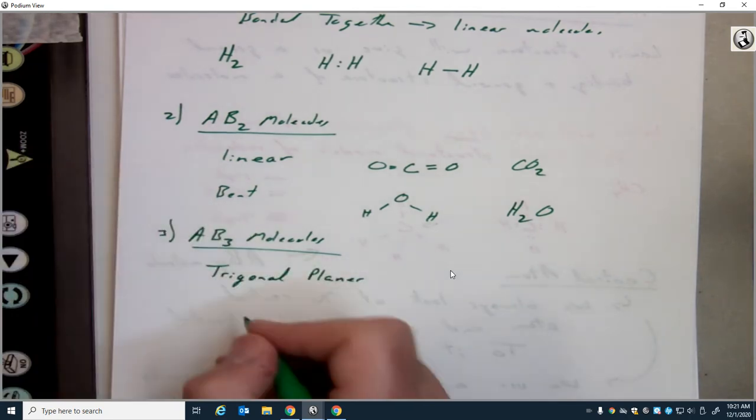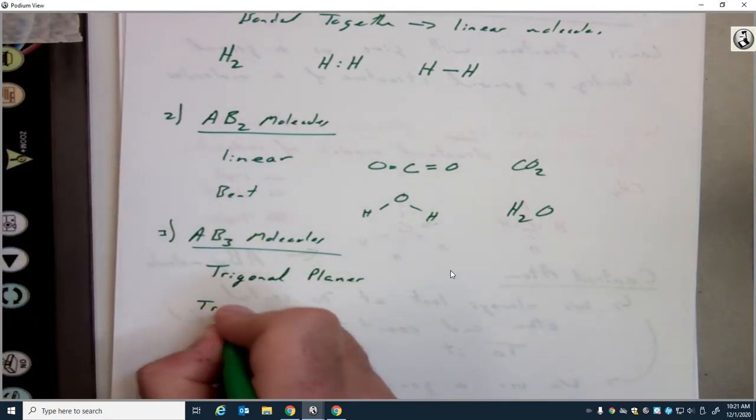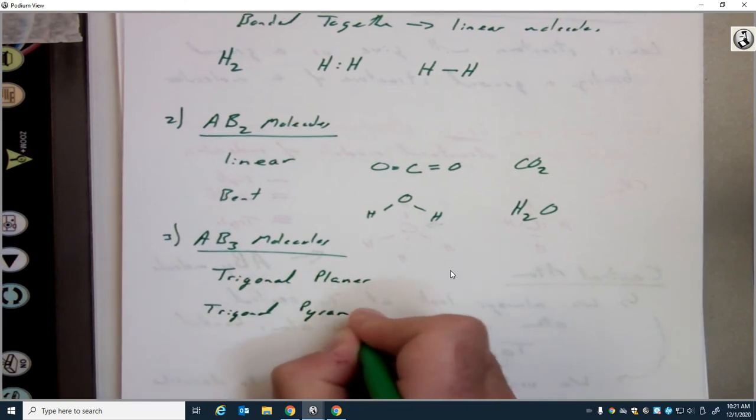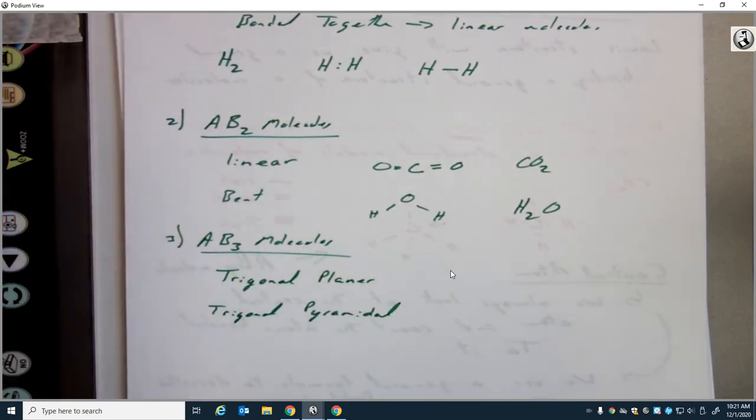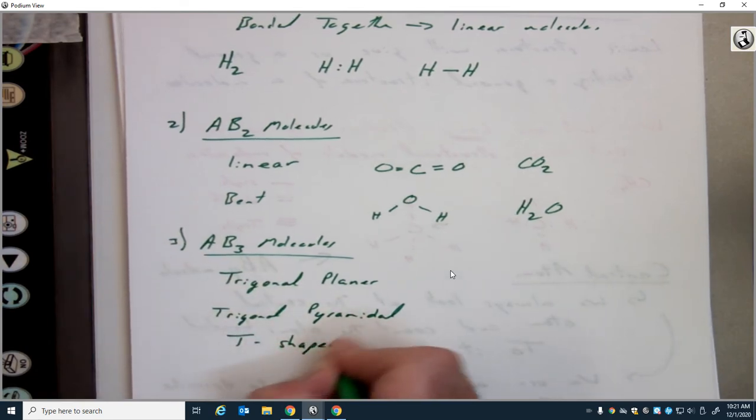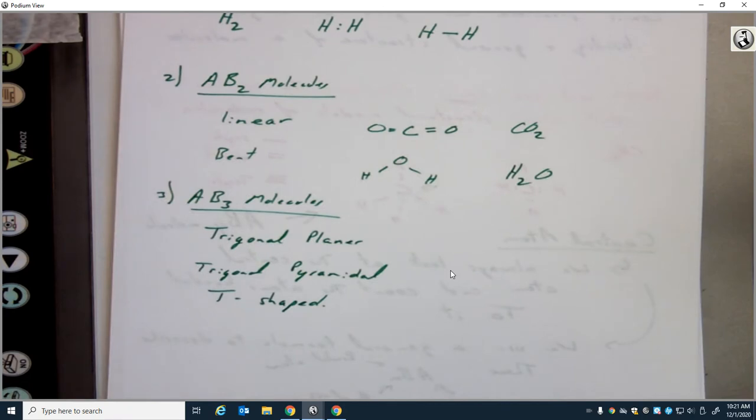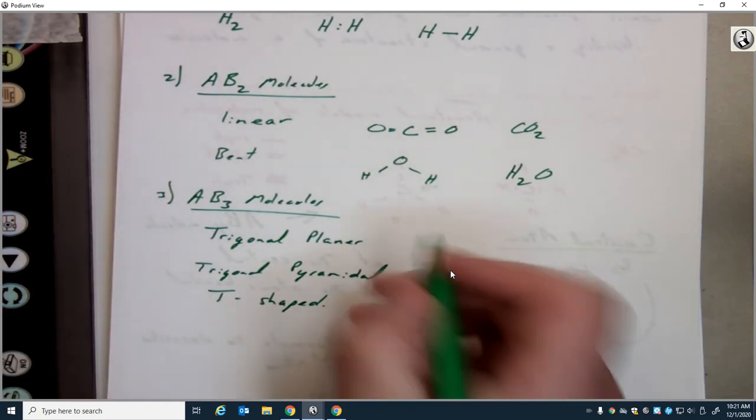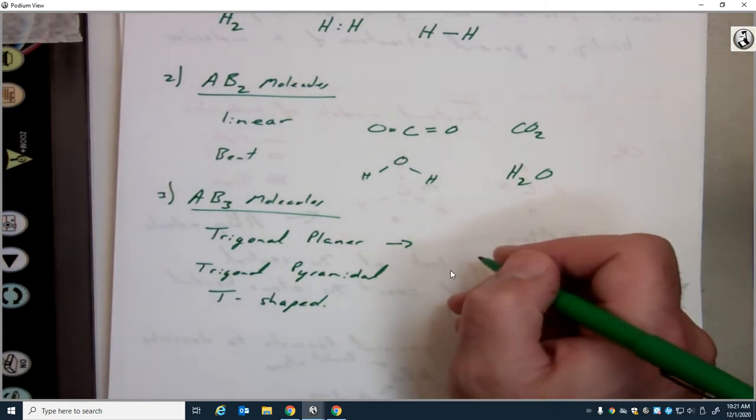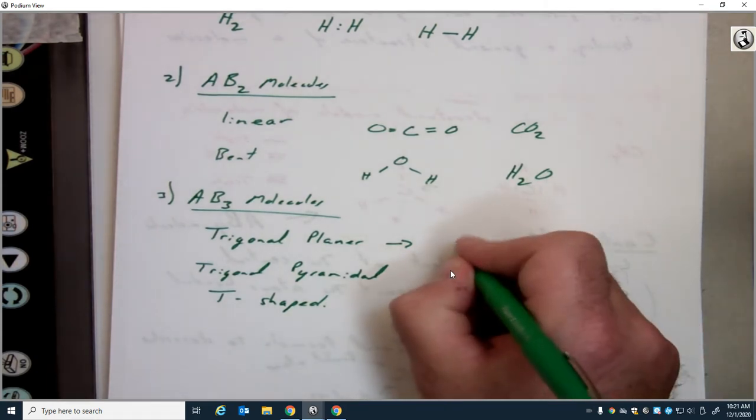We can have trigonal pyramidal. And we can have T-shaped. So the first example of a trigonal planar I want to use is SO3.